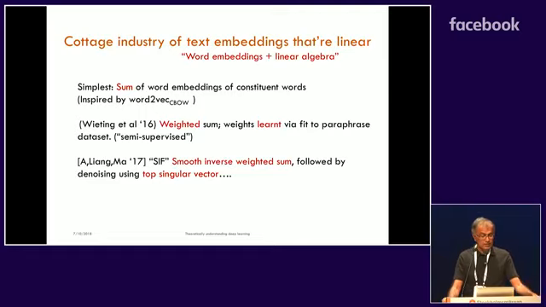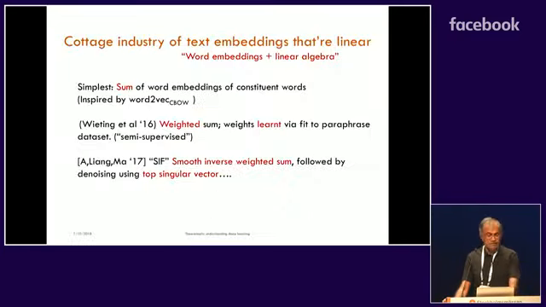Then there's a very nice paper, Wieting et al., which uses a weighted sum. And what weights do you assign to the words? Well, you learn them via some fit to a paraphrase data set. You take a large data set which tells you these pairs of sentences are similar, these are not similar, and using that you train some weights. Then there's a paper of ours from last year, the SIF model, smooth inverse frequency weights, which is a weighted sum that is completely unsupervised, handcrafted. It also uses a denoising using the top singular vector, which I won't describe now.